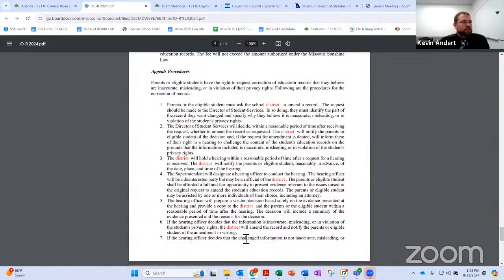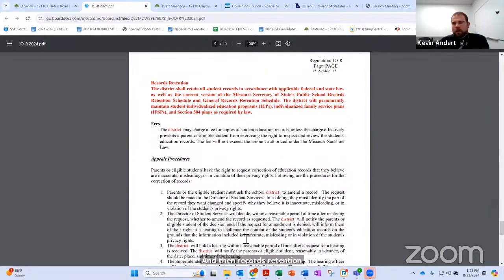And then records retention also clarified that language. This is not a problem for the special school district, as we've been retaining records for the life of the document. But this has been a problem in other parts of the state, so they wanted to add that into the regulation, that we're holding on to those documents.